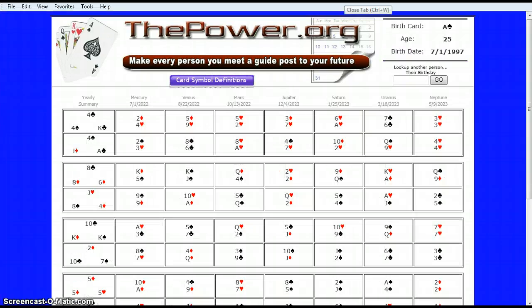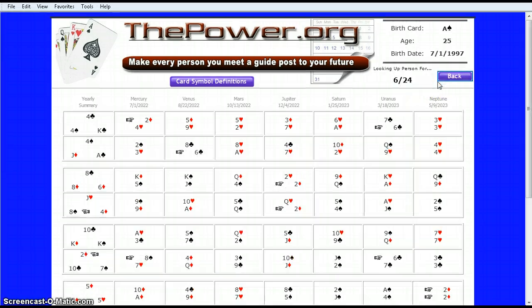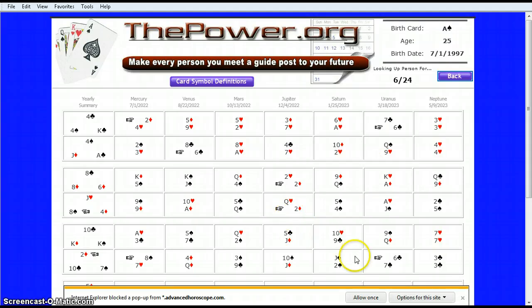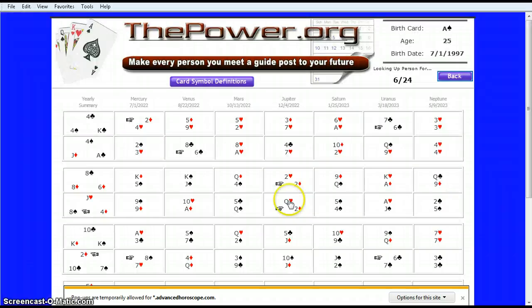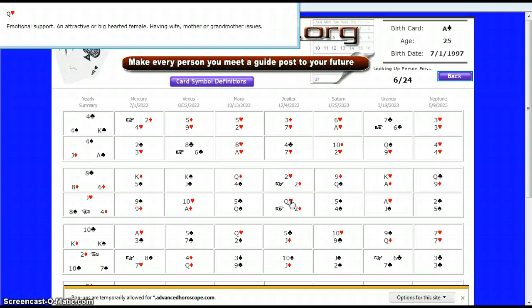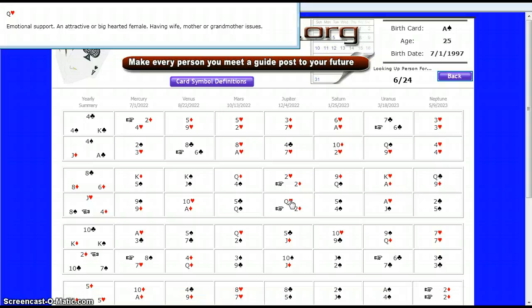So let's go back to the time map and do an example person. We're going to type in June 24th to see where that person is, and we click go, and the computer locates them for us. Here we can see that person is identified. Oh, I have to turn the pop-up blocker off. Okay, we can see that that person is identified here as the two of diamonds. So the definition we're going to read is this Queen of Hearts. This is telling us that this is someone we're going to perceive as an attractive or big-hearted female who's giving us emotional support.